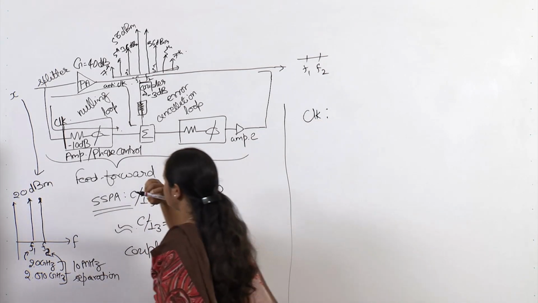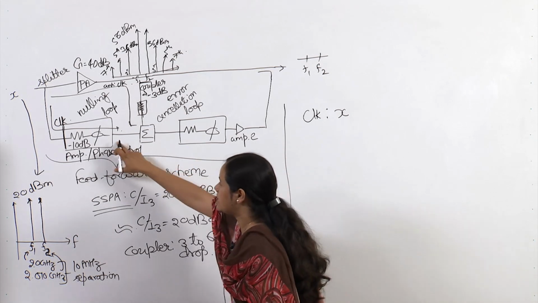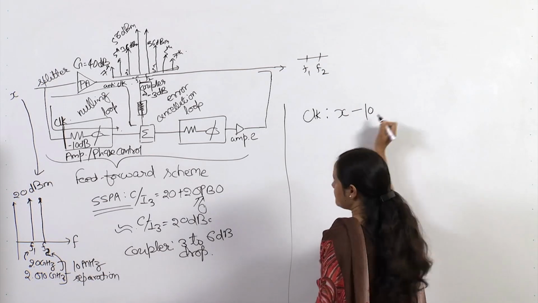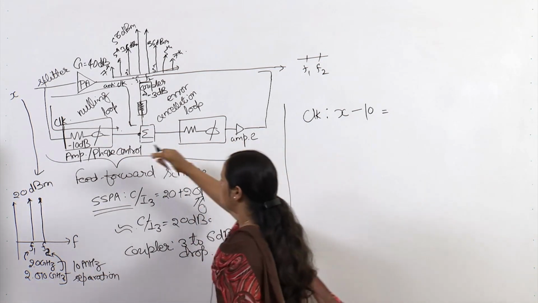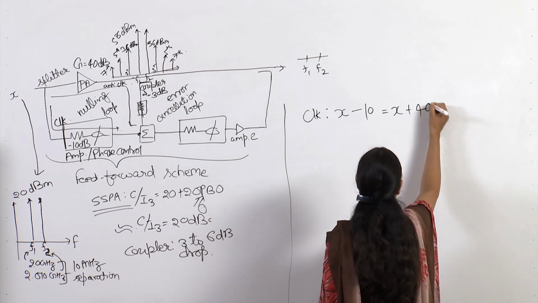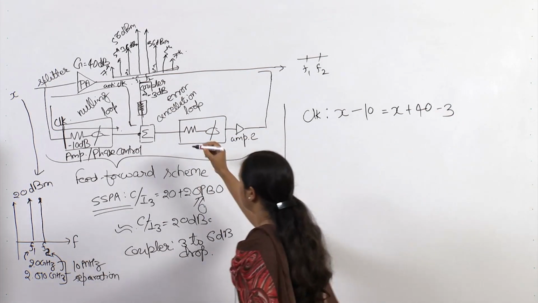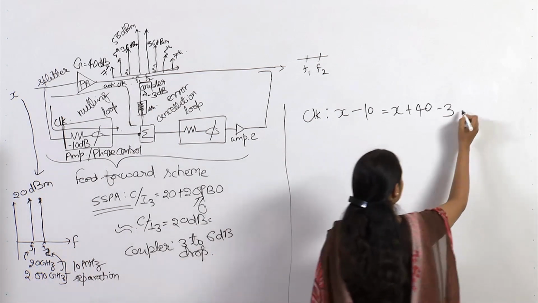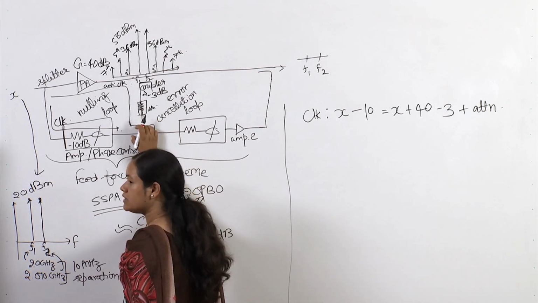Clockwise, if I look at the power here, it will be the power of X plus the gain of this element, which is actually a loss, minus 10, and this is the output power here from this path. It should be equal to whatever has been added from this path. So, X plus 40, then a 3 dB drop because of this coupler, so minus 3, then this attenuation, which we have to decide, and then whatever power we are getting here should be equal.